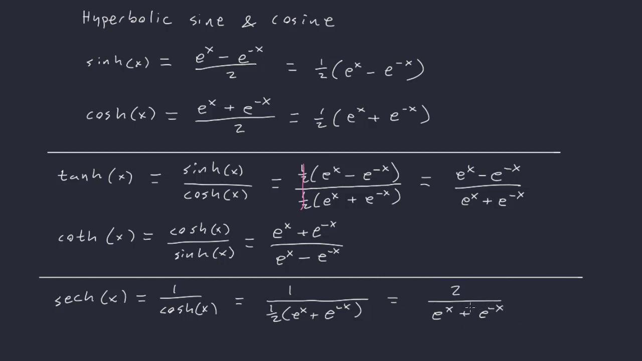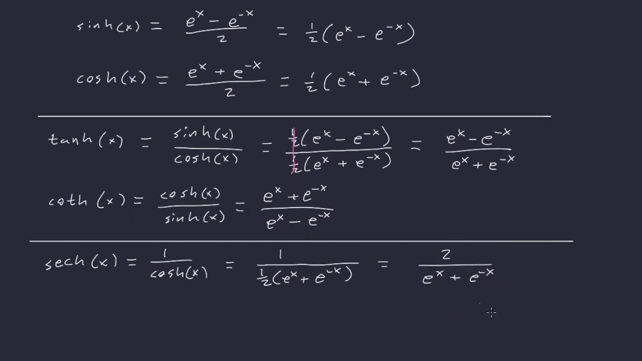Now, there are a lot of ways we could play with this and make it look a little different, but that's probably good enough. All right, then we have cosecant h of x. I wouldn't even know how you would start trying to give this one a nickname, but that's going to be 1 over sinh. Okay, and the same idea, same work, we'd get 2 over e to the x minus e to the negative x. All right, so here's all the definitions of our hyperbolic trig functions.